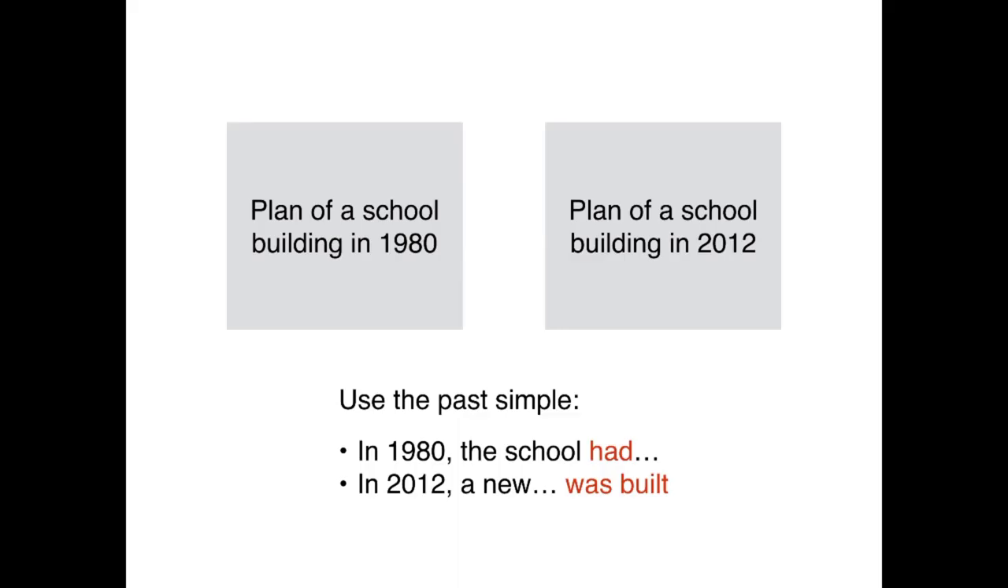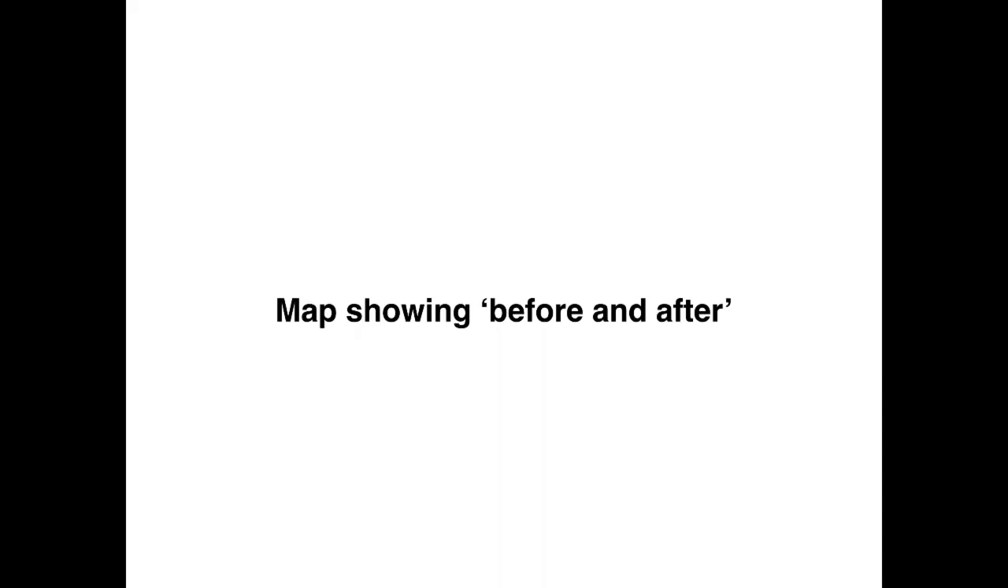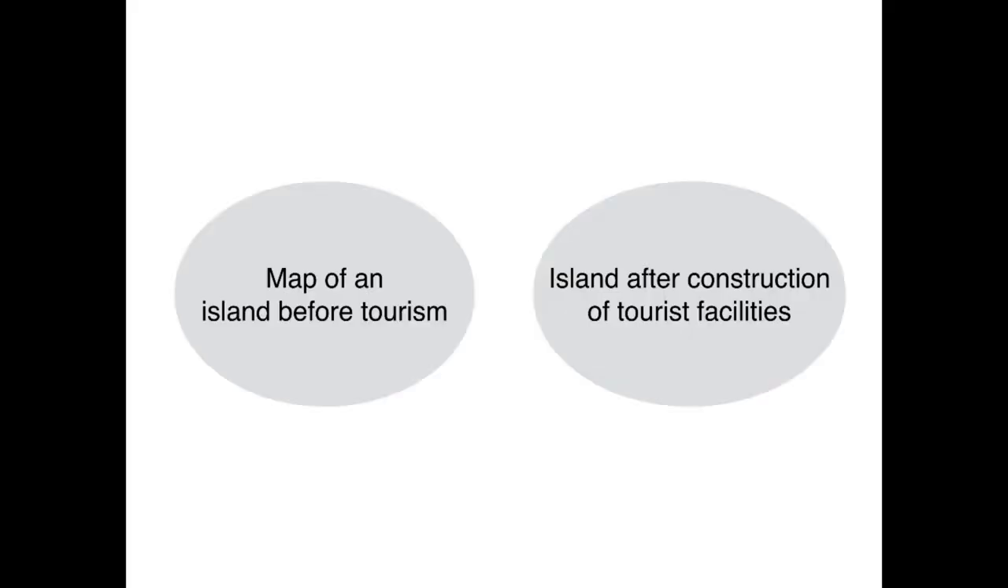If we look at the map showing before and after, it's similar, but we might have a difference in the verb tenses. We go back to this island question. When we're looking first at the map of the island before tourism, that's easy. It's past simple again because this was in the past what the island used to look like. For example, there were no buildings on the island.